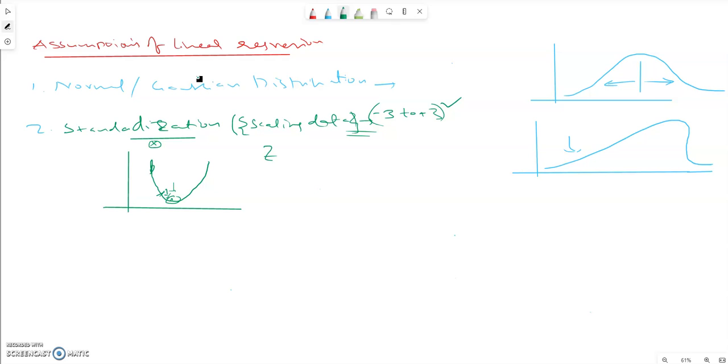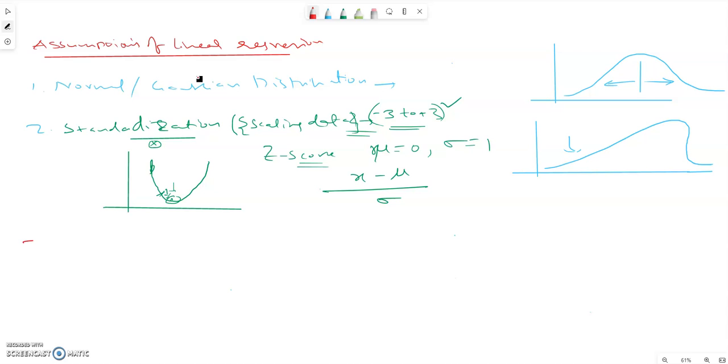Basically we apply z-score. In z-score we have mean equal to 0 and standard deviation equal to 1, and our formula will be (x - mu) / sigma, where x is a data set. So when we apply this formula, we'll get the values in the range of minus 3 to plus 3. So this is about the standardization.